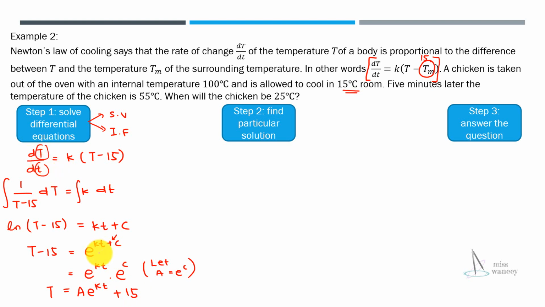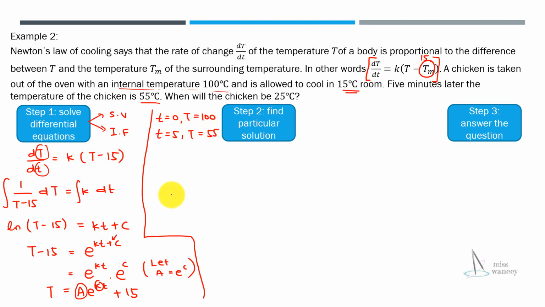Okay, so when we first started, we have the capital letter T as well as the small t. So other than those two, we have to know what the other values are. So this is the cap T, the small t. That means I have to know what the value of A as well as k is. Let us read through the question and find out some information that will help us. Okay, so we have an internal temperature of 100. What we mean is that at t equal to 0, the temperature will be 100. 5 minutes later, temperature is 55. So when t is equal to 5, temperature is equal to 55.